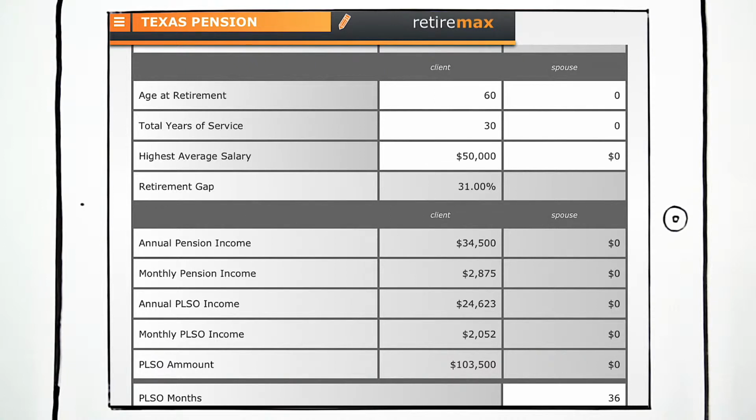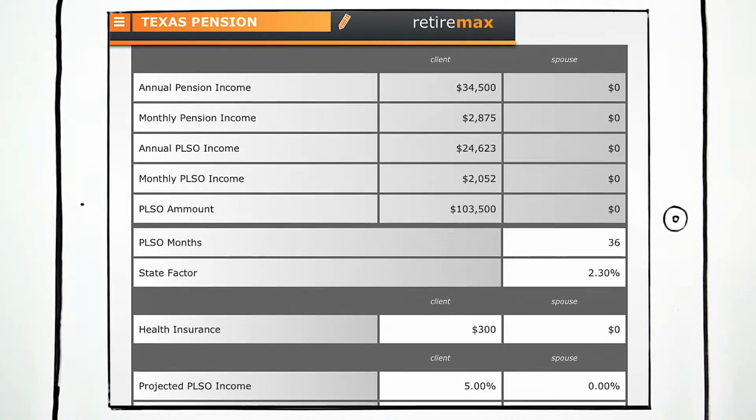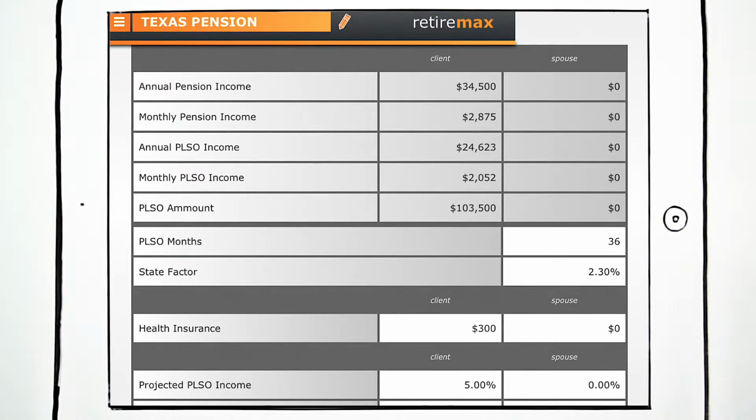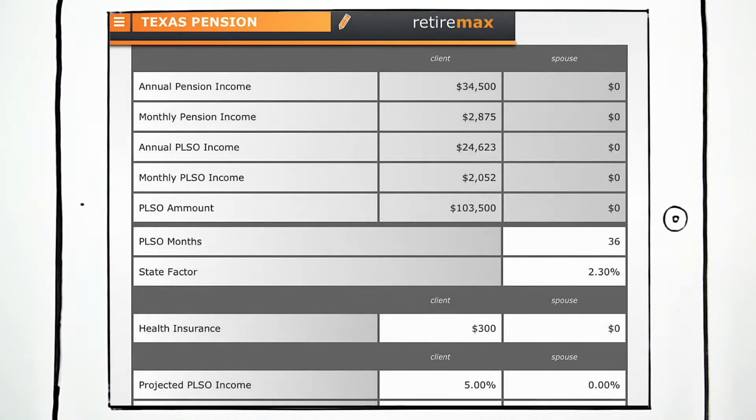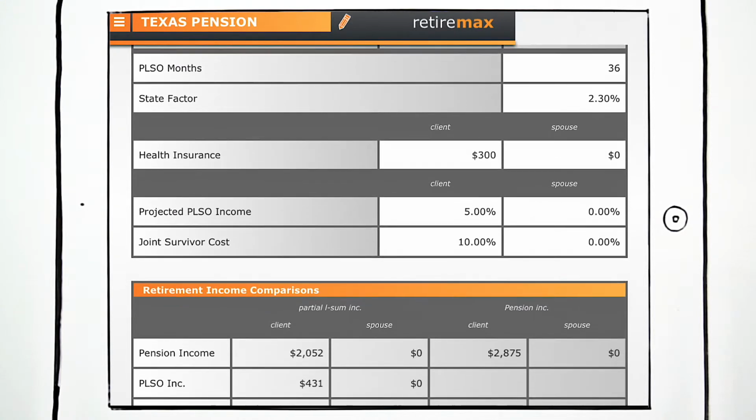The next section illustrates the standard pension and the partial lump sum, or PLSO, annual and monthly numbers. PLSO months can be 0, 12, 24, or 36. This is the number of months' worth of PLSO money that will be received. The state factor is the percentage factor used in the retirement benefit formula, which is average compensation times the state factor times years of service. Health insurance cost at retirement is, let's say, $300.